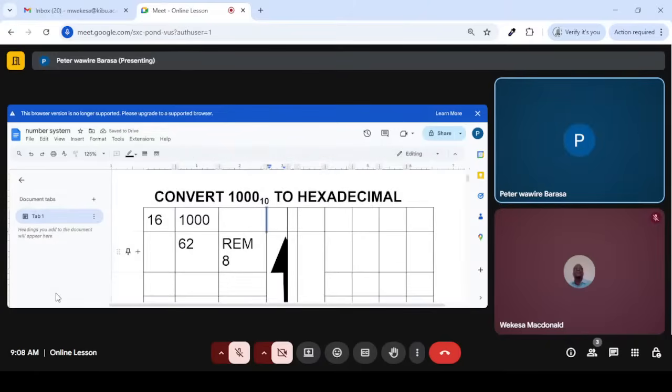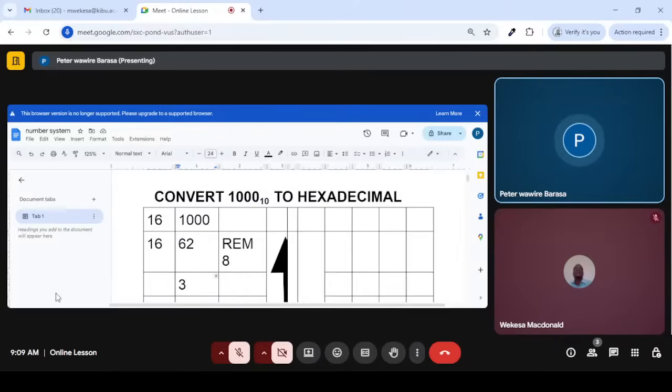Then 16 into 62. Again, you take 62, divide by 16. So it comes here 3 times. 16 times 3 is 48. And 48 minus 62, the answer is 14. So it goes 3 times and it remains 14.